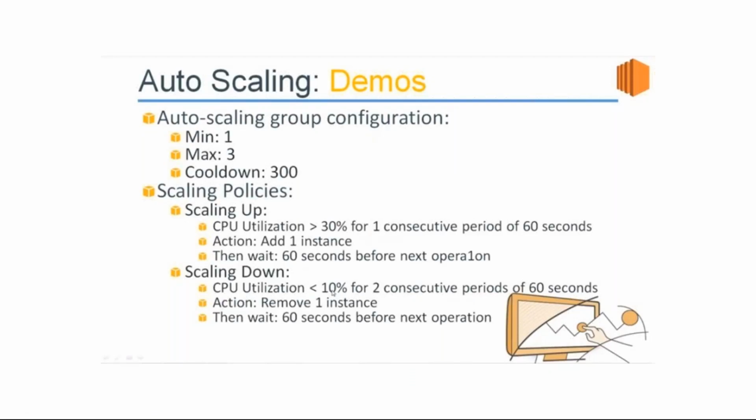This is a demo of auto scaling. Minimum requirement: at least 1 instance. Here they have given maximum 3, cooldown 300 seconds. Scaling policies: if CPU utilization is greater than 30% for 60 seconds, add another instance, then wait 60 seconds before the next operation. This we already configured in CloudWatch. Scaling down: CPU utilization less than 10% for two consecutive periods of 60 seconds. It checks once for 1 minute, then checks a second time; if it is still less than 10%, remove one instance, then wait 60 seconds before the next operation. This is the way we can configure auto scaling.